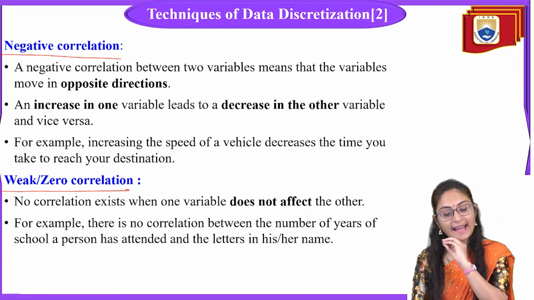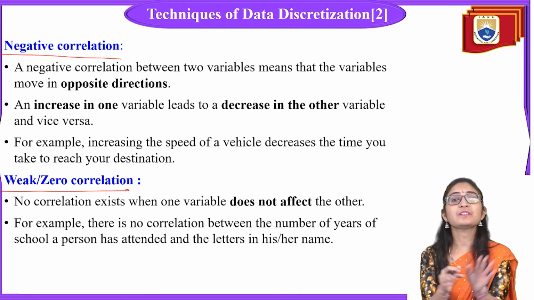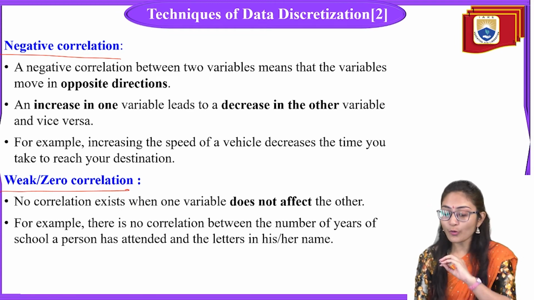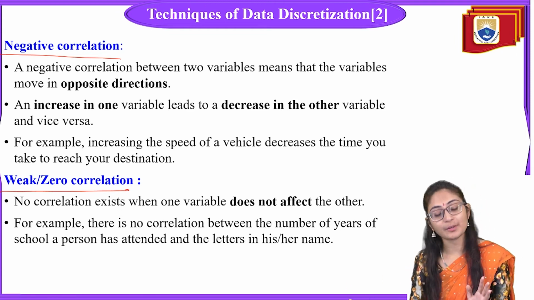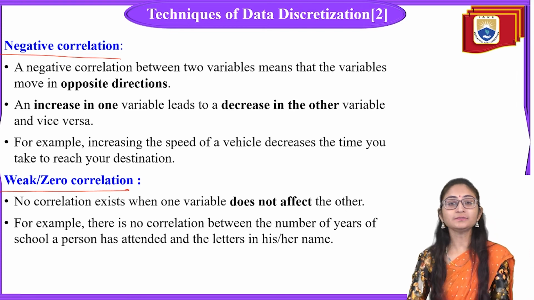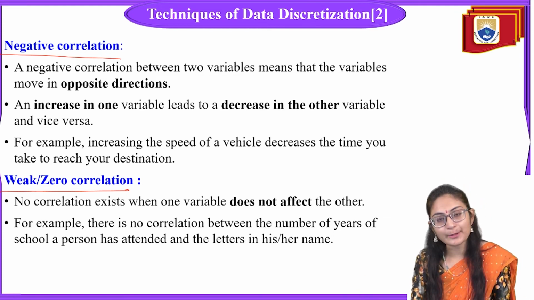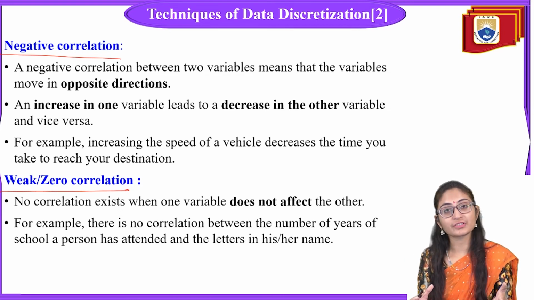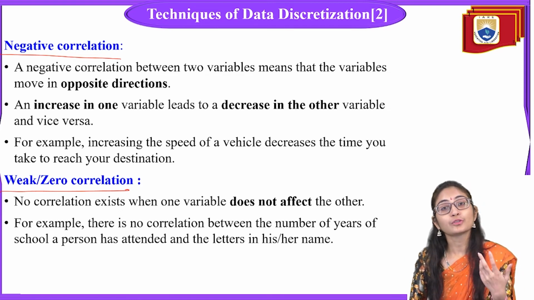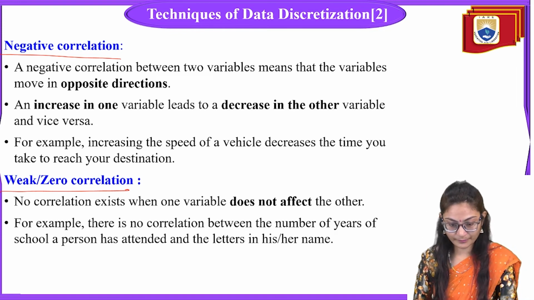Then weak or zero correlation. That means the variables available will not affect each other. No effect on another variable. For example, if you studied in a school and attended it for some years, but after leaving that school, it doesn't affect your name. That means this is no correlation, zero correlation, or you can say weak correlation.